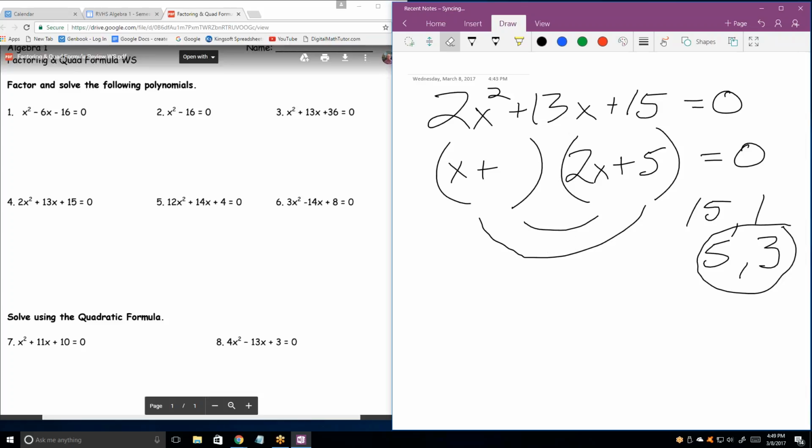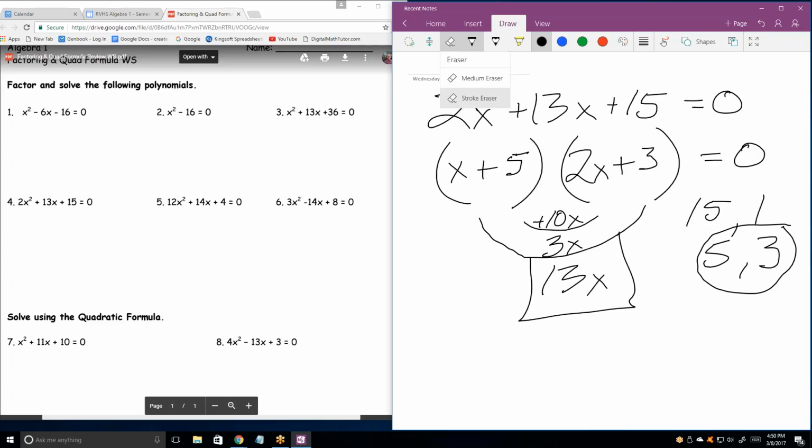Well, the only other combination, the next one I'm always going to try is the reverse, 5 and 3. Does that work? Well, that's 10x on the inside, 3x on the outside. Add them together, you get 13x. That's how I know I did it right. Always have to be doing the check using the O and the I of FOIL. So that is the correct answer there.